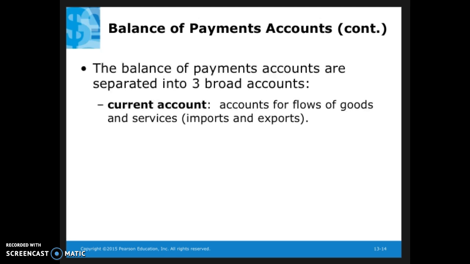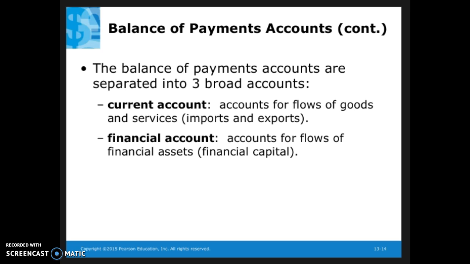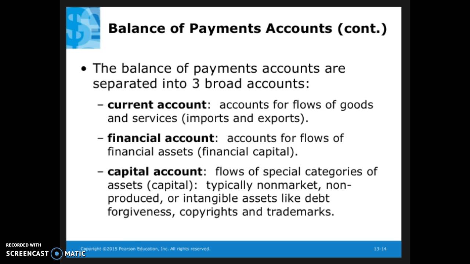We separate these into three broad accounts. Current account, which is imports and exports. Financial account, which is financial capital. And capital account, which is typically non-market, non-produced, intangible assets like debt forgiveness, copyrights, and trademarks.